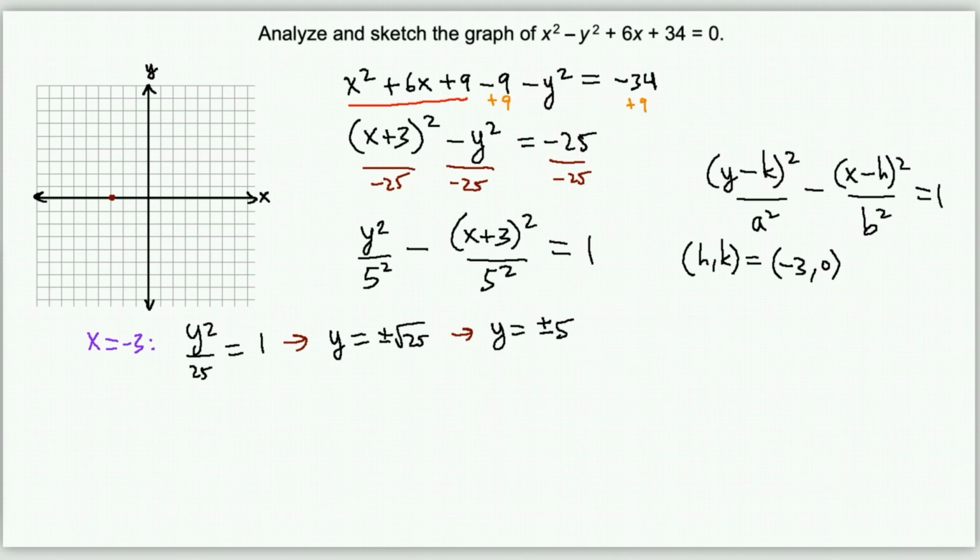So let's plot those vertices, just the vertices. 1, 2, 3, 4, 5. That's that, and also minus 5. 1, 2, 3, 4, 5. So what did that tell you?